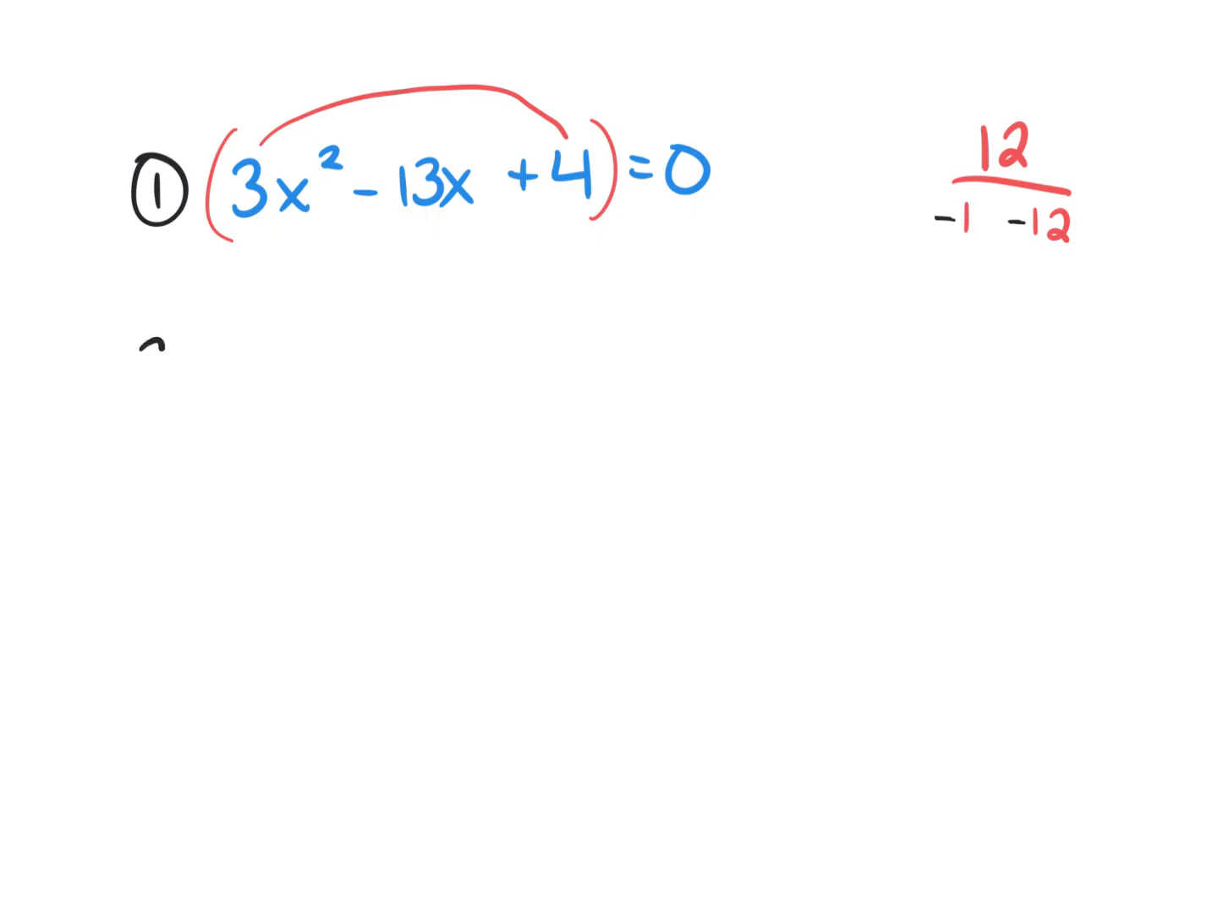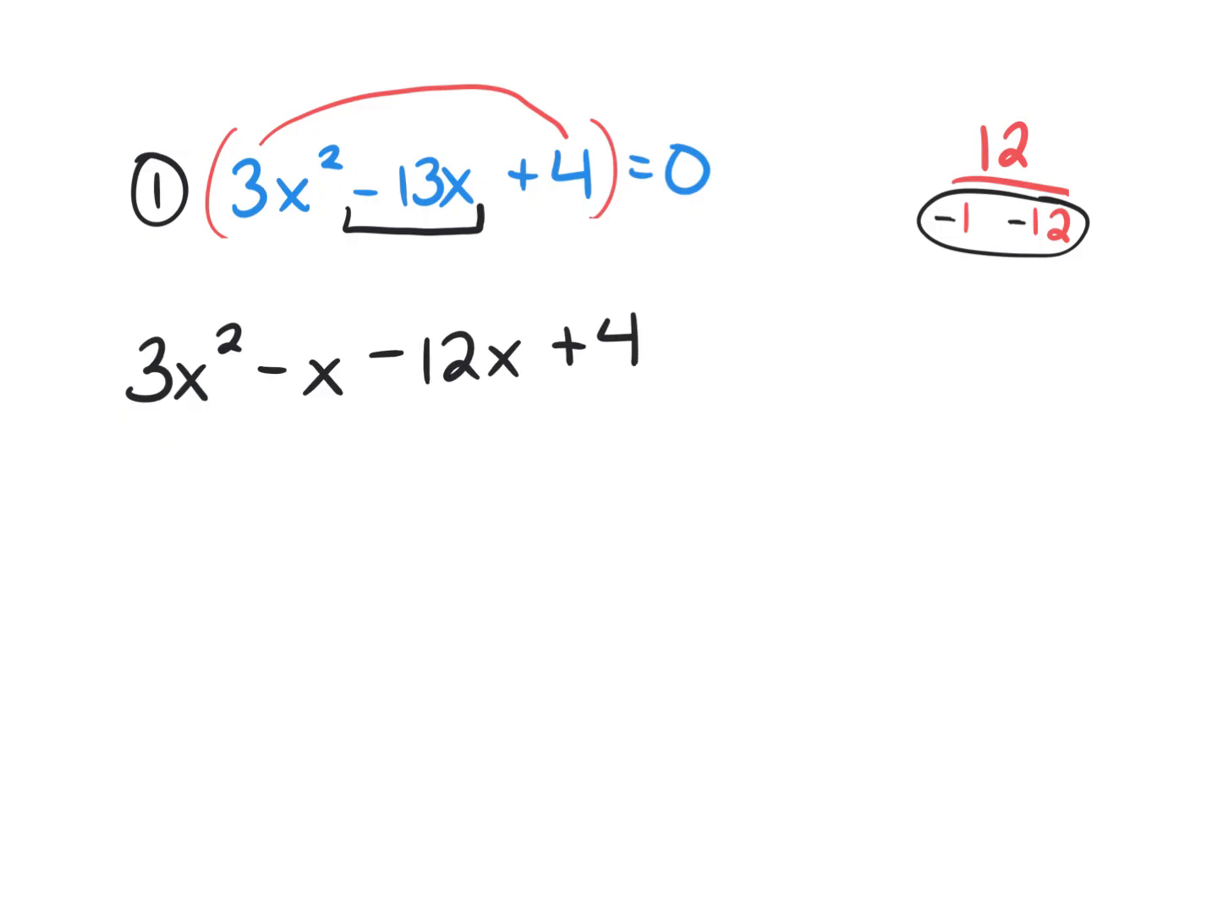Okay, so remember I keep that a value, 3x squared. Remember our two factors that we found replace this original x value. So this turns into minus 1x minus 12x, and then we bring down that c value. Set that equal to 0. Okay, what do we do from here when we have 4 terms? Group them. Factor by grouping.